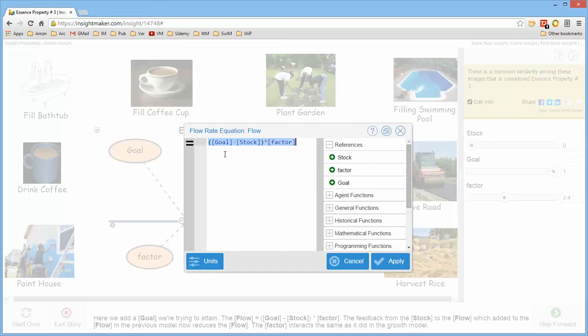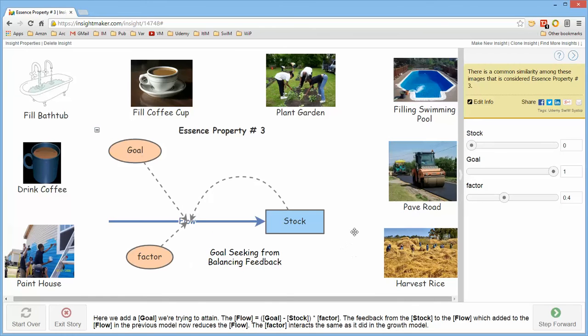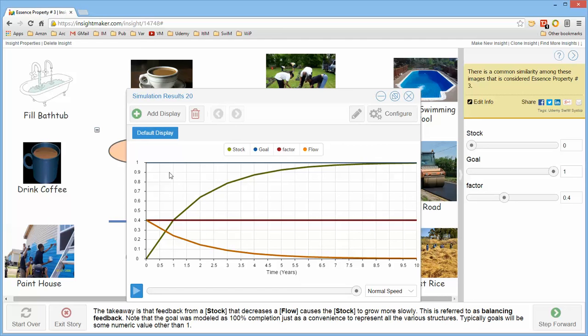So this is what we're trying to attain, the goal. The stock is the current value. The difference between those represents a gap, and the gap is what influences the action. And factor simply provides a sort of a limit to how much of that interaction can happen at any given point in time. So based upon that, the stock begins at 0 and progresses toward the goal over time as the activity, the flow, which is moving the stock in the direction of the goal, declines over time.